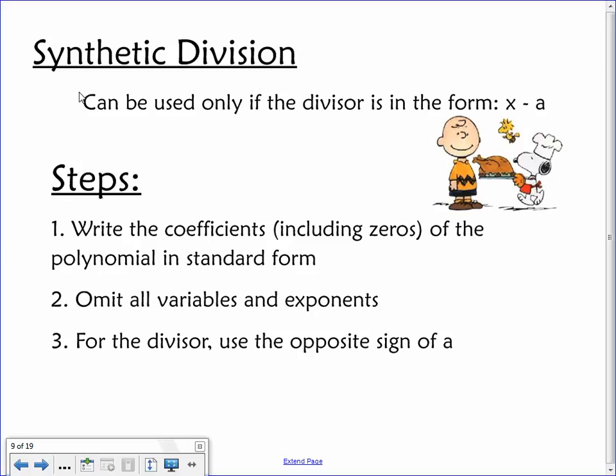So synthetic division, really important though, right here. It can only be used if the divisor is in the form x minus a. Meaning, it has to be x plus or minus a number that you're dividing by. If I'm dividing by x squared minus x, I can't use this. If I'm dividing by 2x plus 4, I can't use this. I'd have to use long division. But if I'm dividing by just x minus 4, x plus 2, something like that, then I can use it.